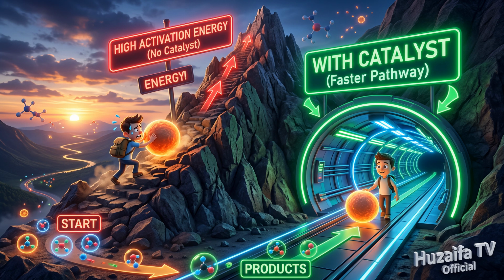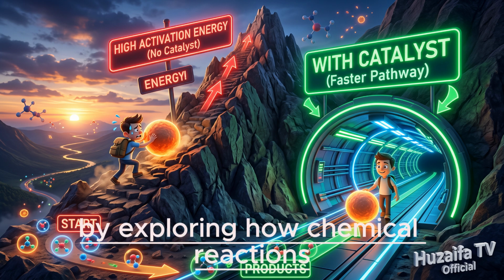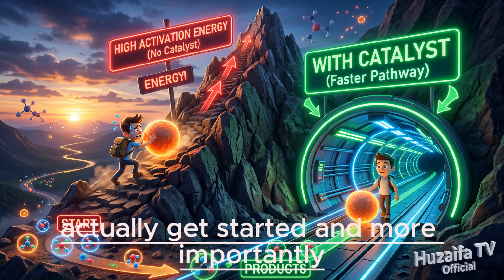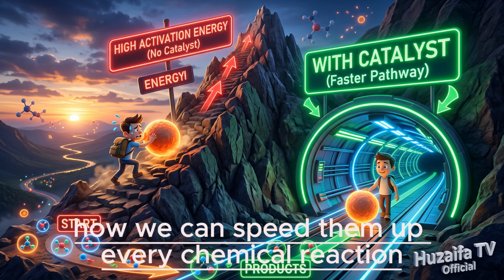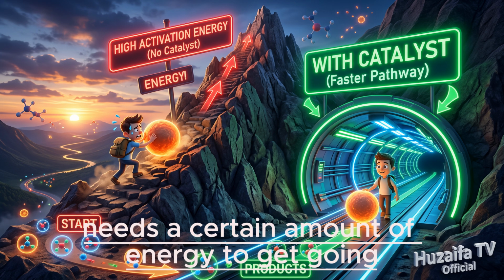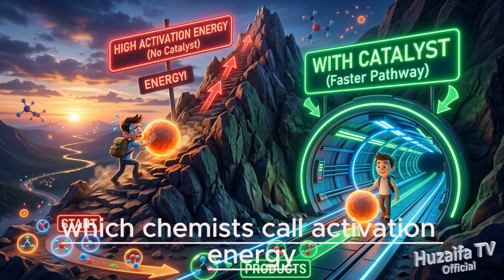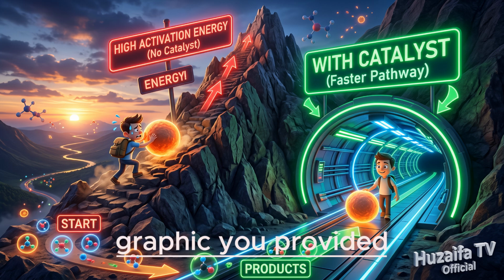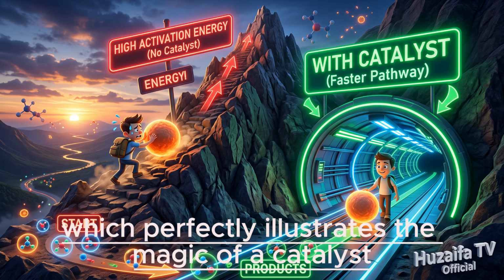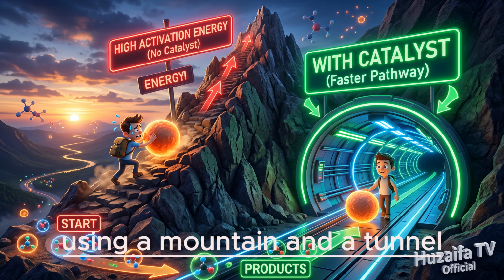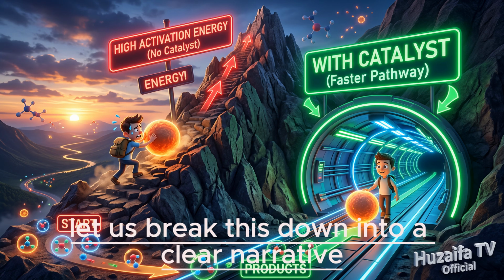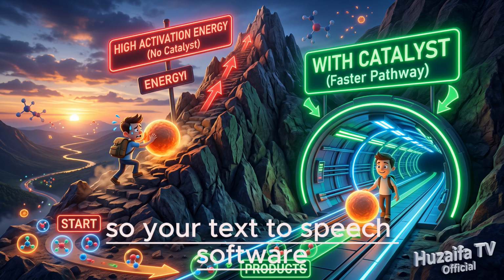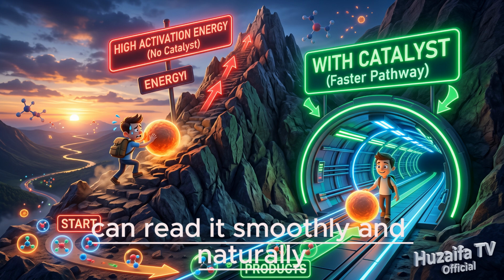Our visual journey begins by exploring how chemical reactions actually get started, and more importantly, how we can speed them up. Every chemical reaction needs a certain amount of energy to get going, which chemists call activation energy. To understand this, we are going to look at the fantastic graphic you provided, which perfectly illustrates the magic of a catalyst using a mountain and a tunnel.